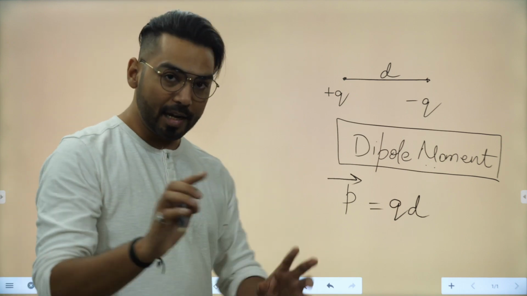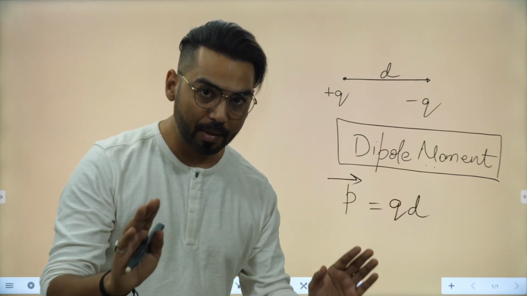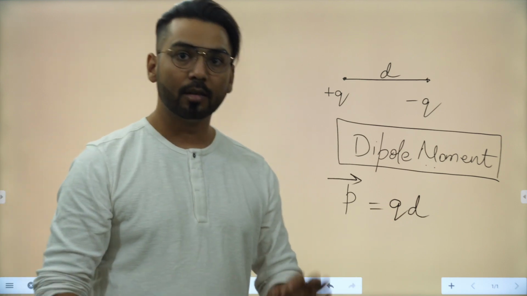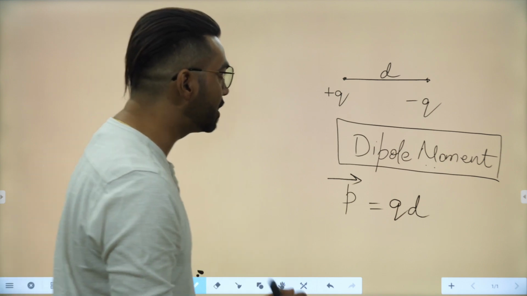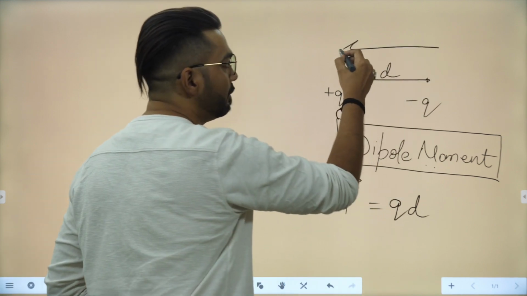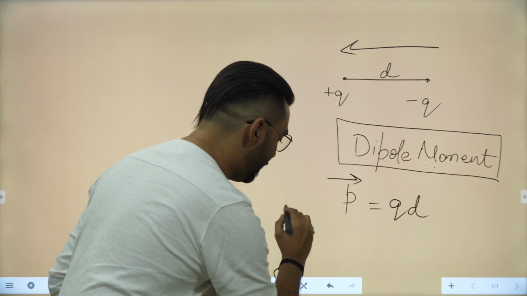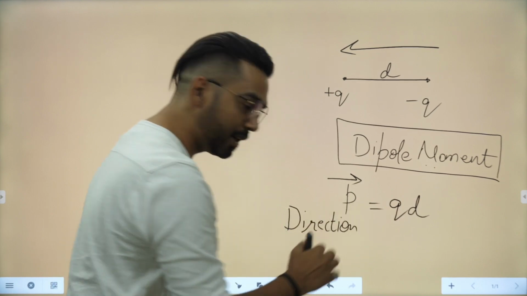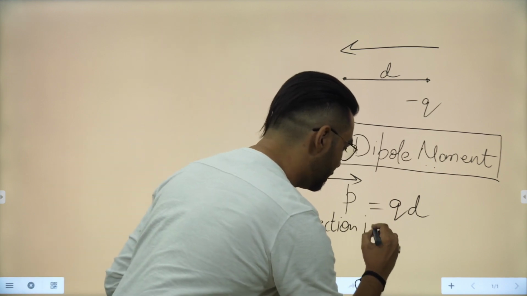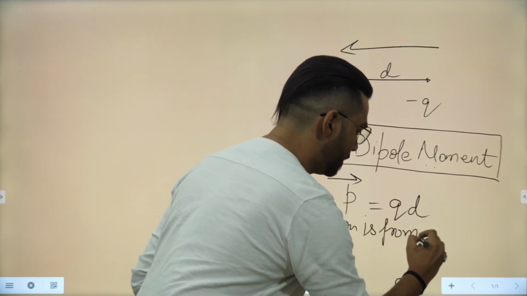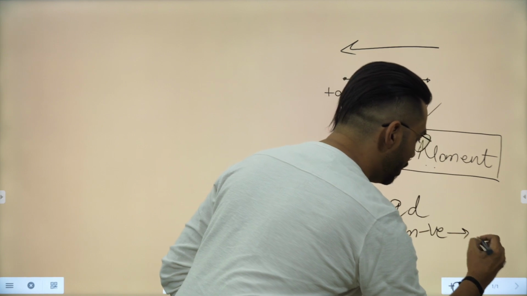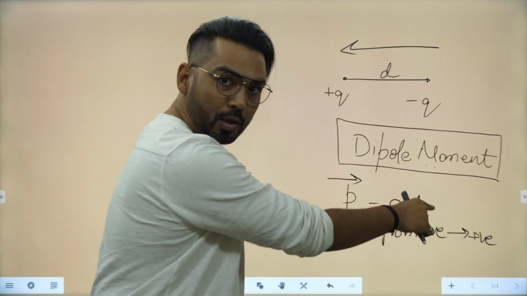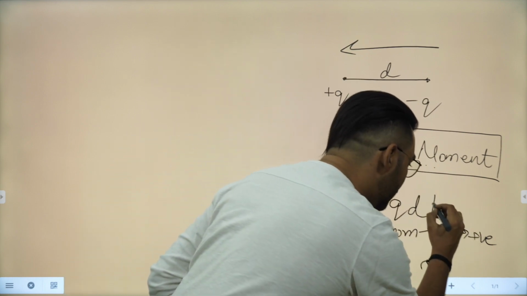So the direction is actually very important, and you can note this down. Please do not forget this. Especially in physics, we always take the direction of the dipole from negative to positive. So always remember that the direction is from negative to positive. Okay, P vector is equal to Q into D into, let's say, I will add a P cap over here.